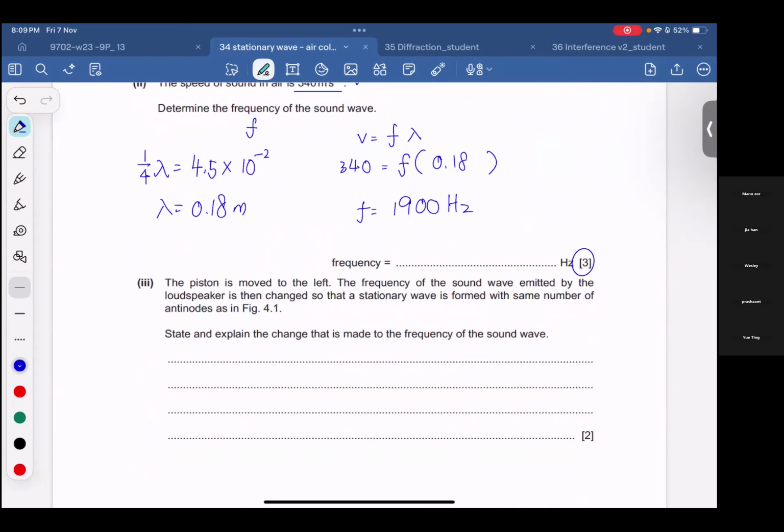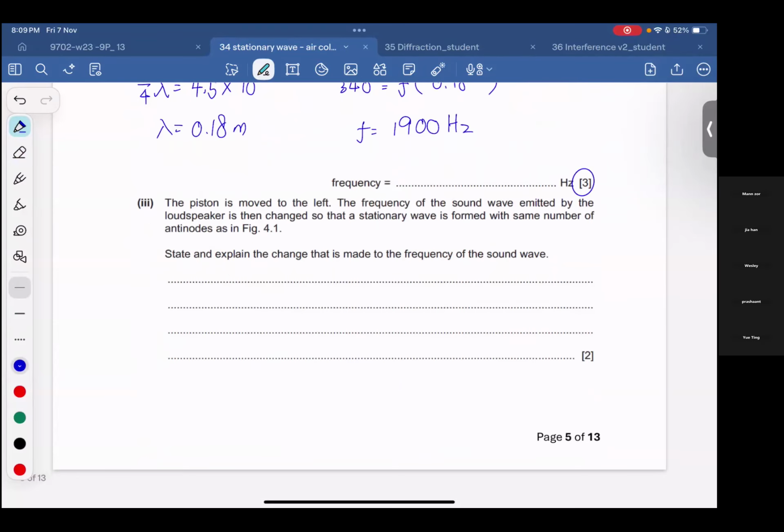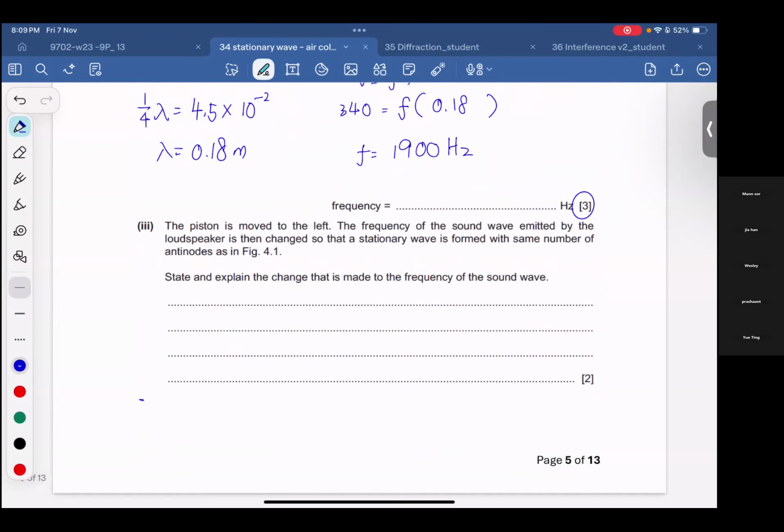Yeah, okay. There, the piston is moved towards your left. So that means I move somewhere here. Move to here. Maybe later on I will draw a new one. Okay, move to the left, something like this, further away. Then after that, the length becomes longer. Am I right?